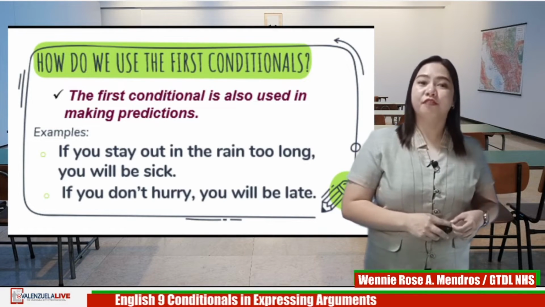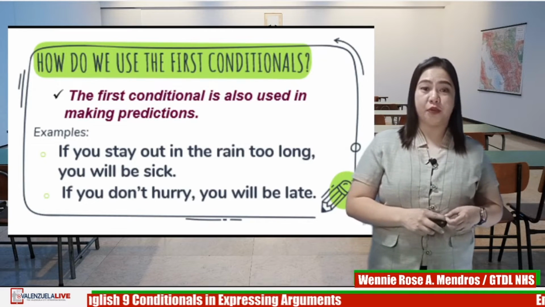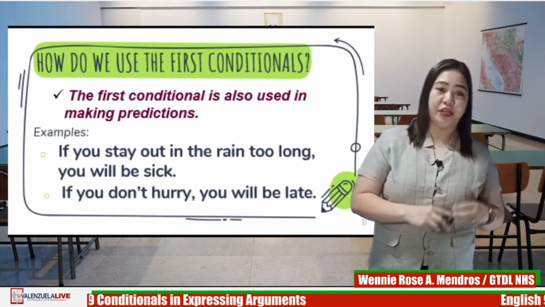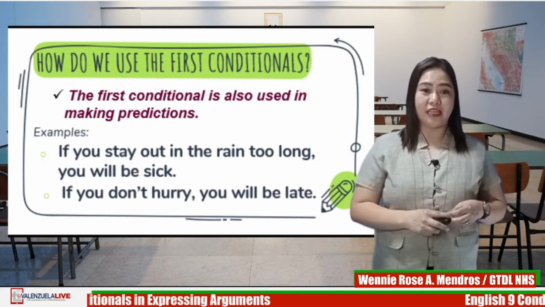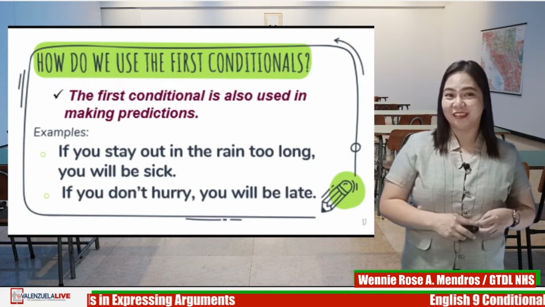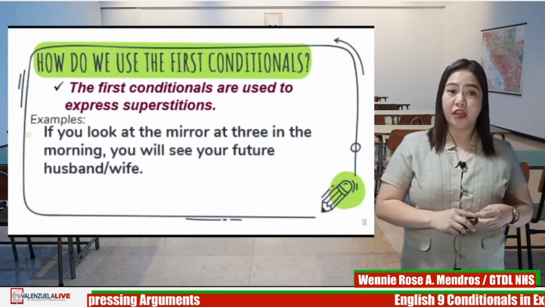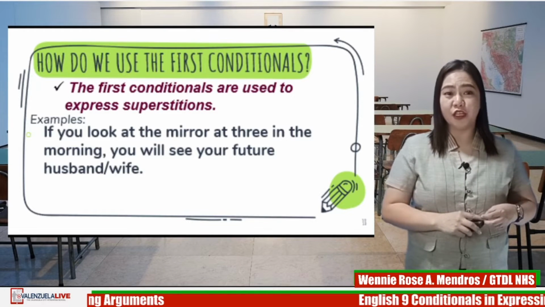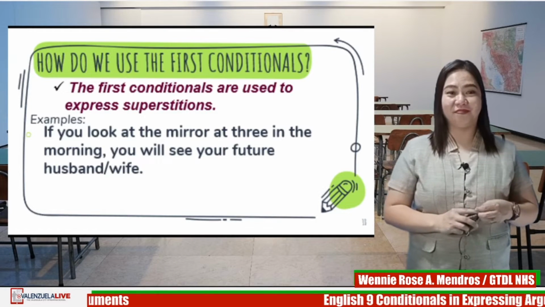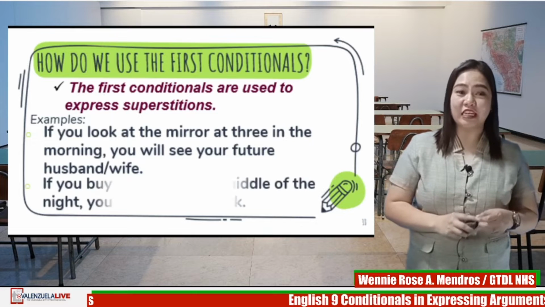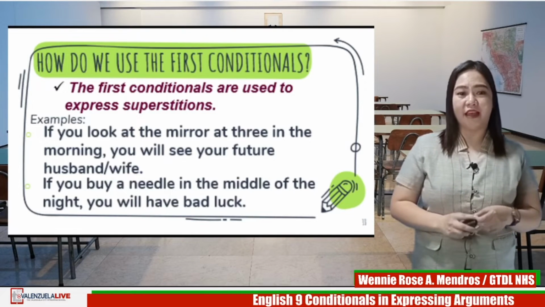Also, the first conditionals are used to express superstitions, just like our examples in the first part of this lesson. Here are more examples. If you look at the mirror at 3 in the morning, you will see your future husband or wife. And if you buy a needle in the middle of the night, you will have bad luck.